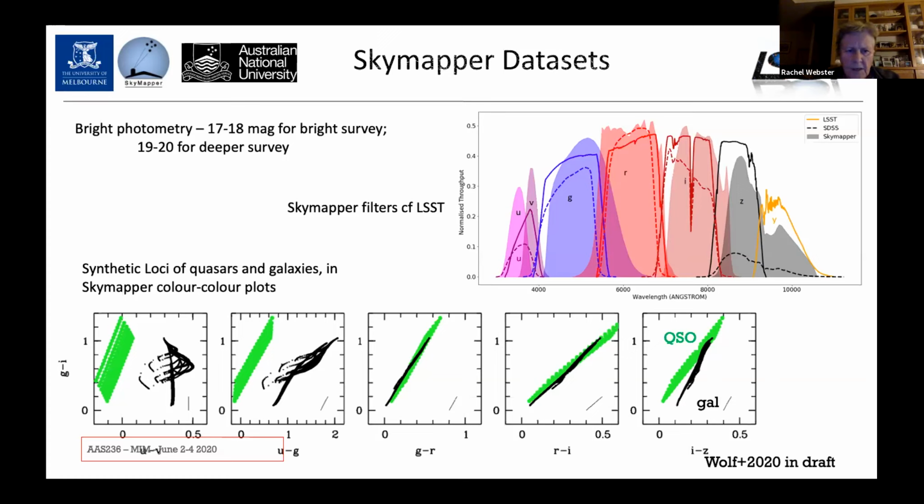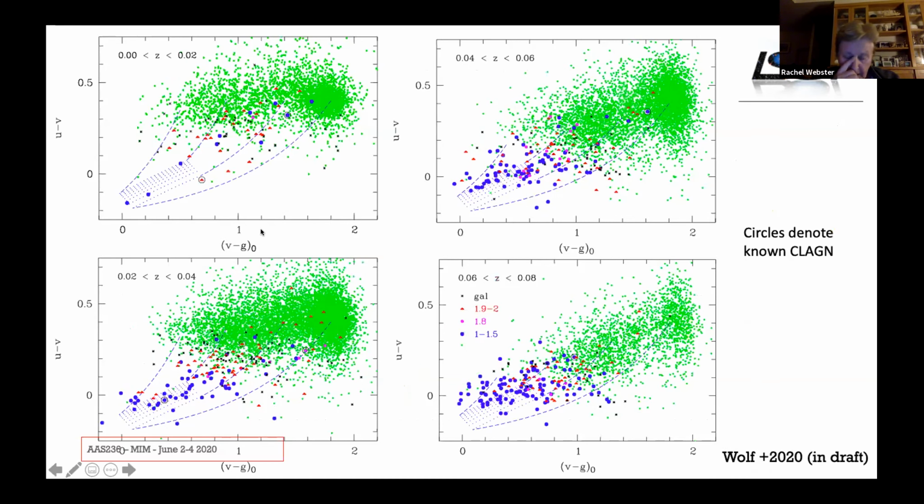So taking this idea, what Chris has done is to then plot out some grids from those simulations, and you can see in this diagram here, these are shown with these blue grid lines. The green dots are galaxies, and then over the top he's gone in and classified some AGN to show where they end up. So you can see down in the bottom right-hand corner, 1.9s to 2s, 1.8s, 1 to 1.5s in the various colours and where they fall in the diagram.